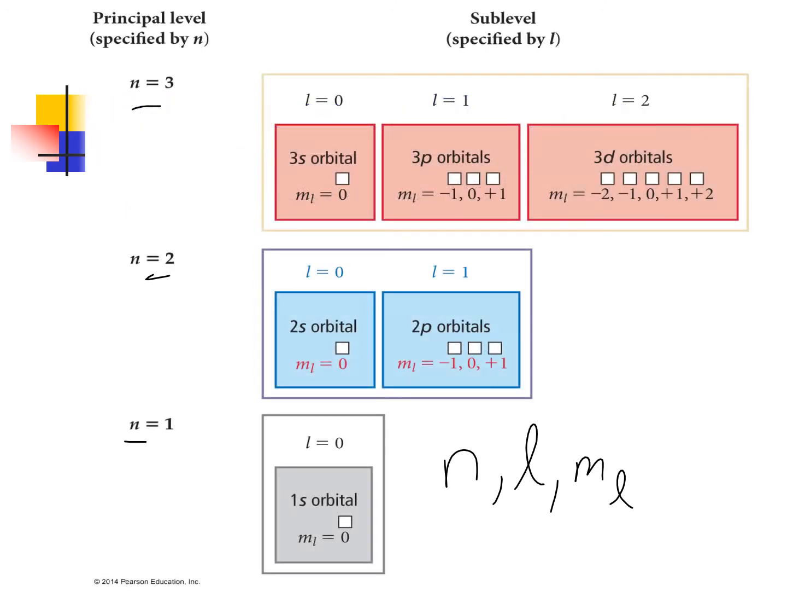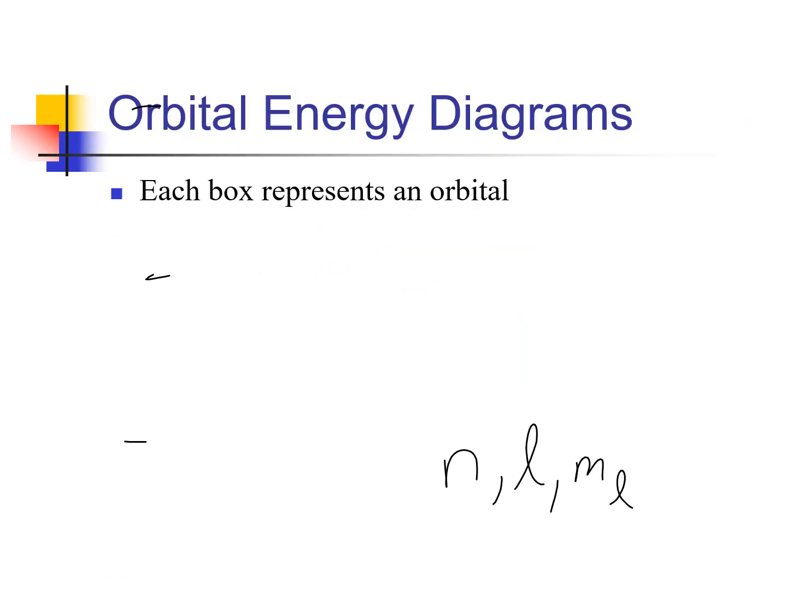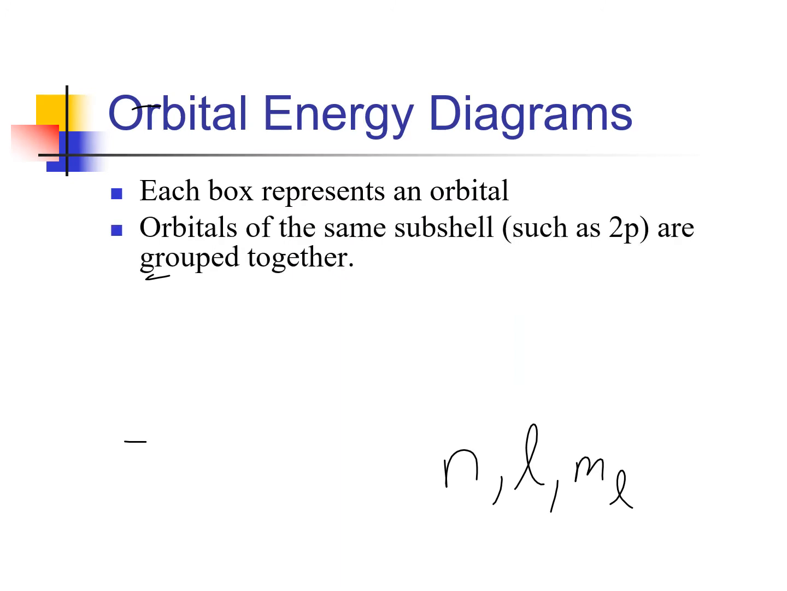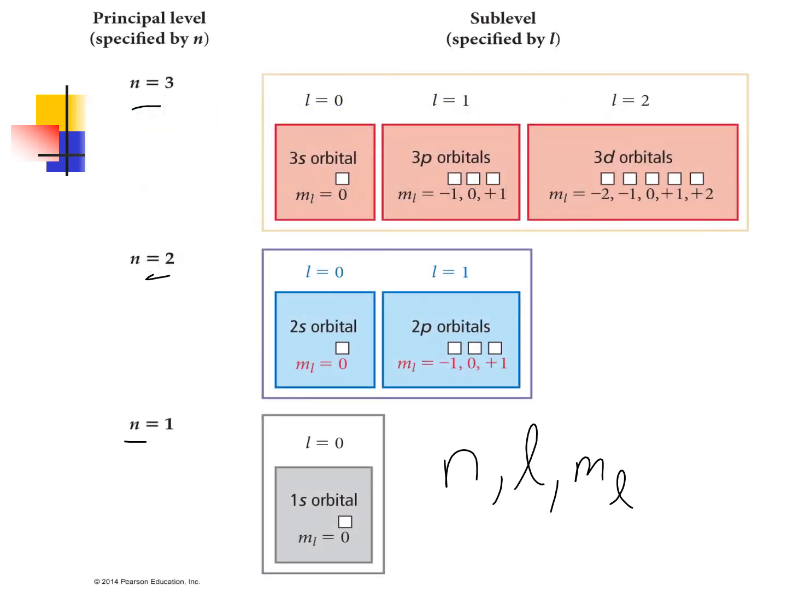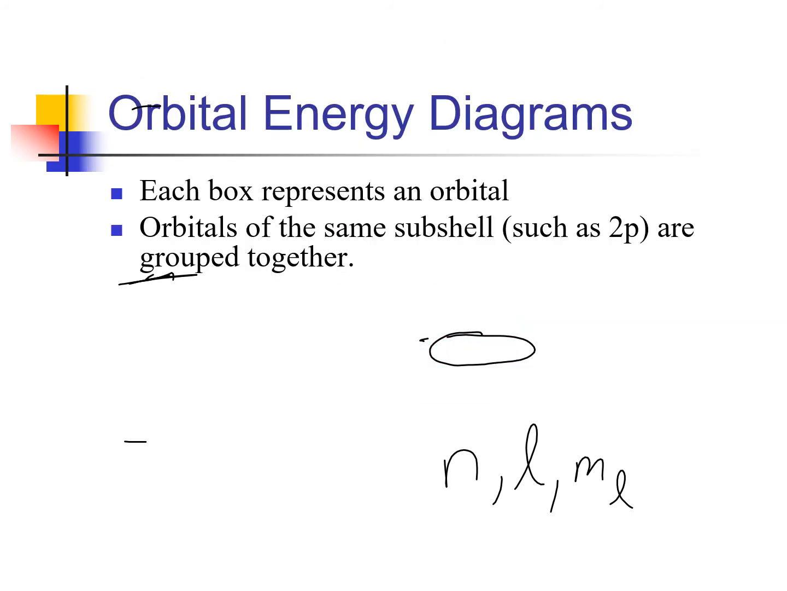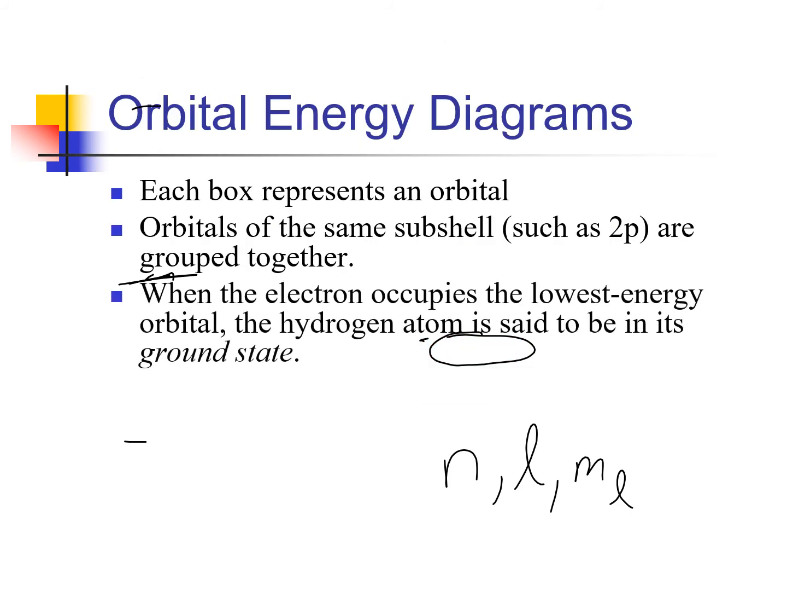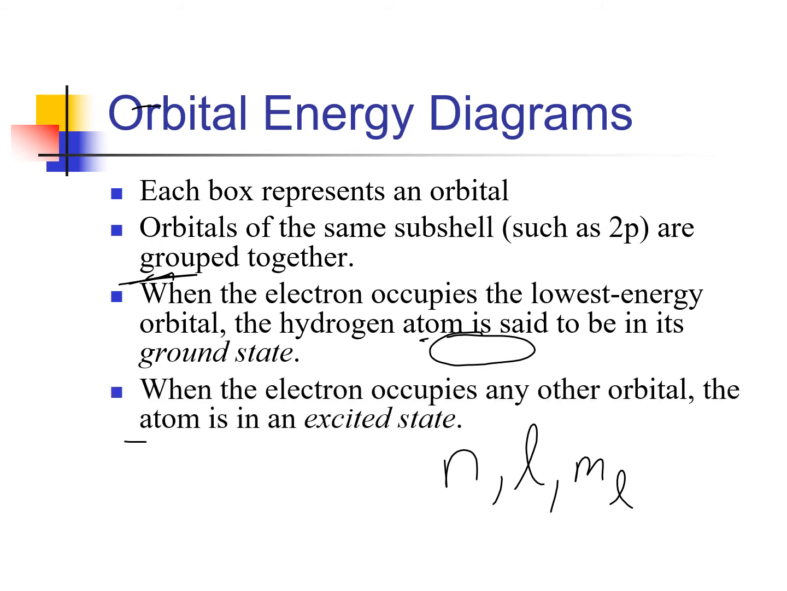Looking at that again, each box represents an orbital. That's what we see there. Orbitals of the same subshell, such as 2p, are grouped together, and we see that. Here's the 2p. So in the second energy level, n equals 2, in the p-type orbital, so we call it the sublevel 2p, there are 3 possible orbitals, each with the same energy. That's why they're grouped together. Now, when the electron is in the lowest energy orbital, the hydrogen atom is said to be in its ground state. When the electron is in any other orbital, then we call it in the excited state.